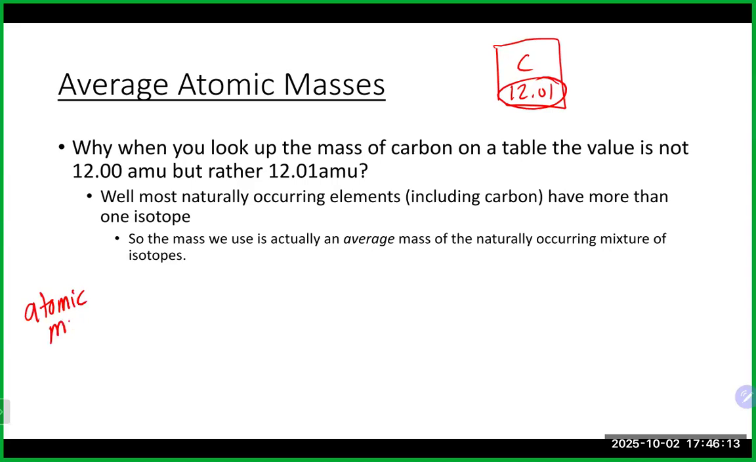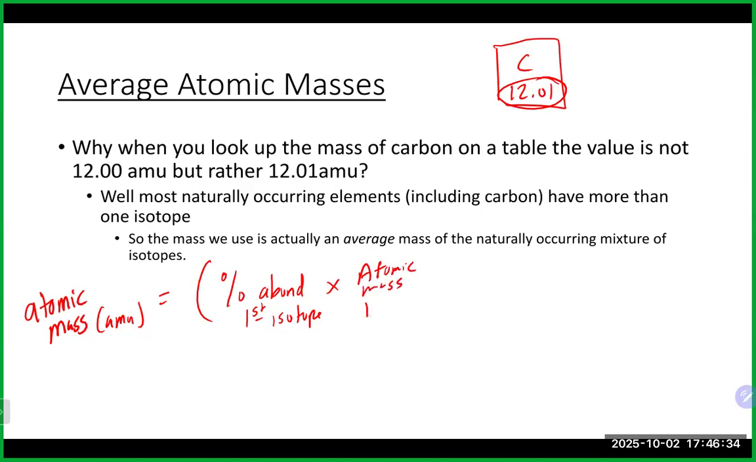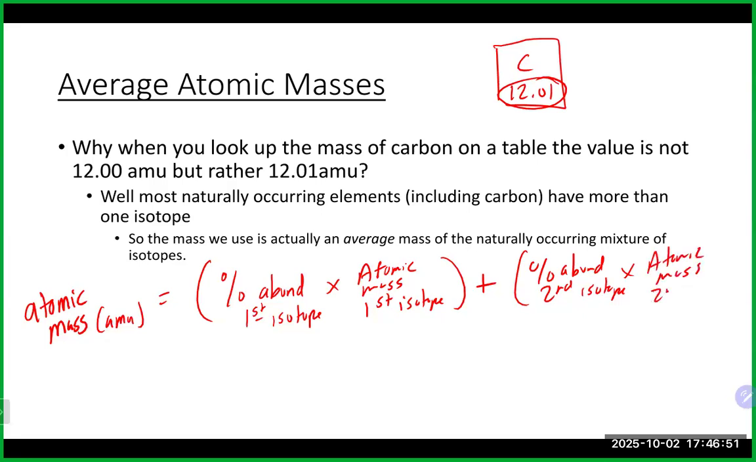If you want to know the atomic mass in AMU, for example, you could take the percent abundance or relative abundance of the first isotope times the atomic mass of the first isotope. You then would add it to the percent abundance of the second isotope times the atomic mass of the second isotope. And then you would just continue that pattern for however many naturally occurring isotopes that you have. And it is, by the way, adding these together, not multiplying. People always want to multiply when they do this sort of calculation, but it is adding in between each of those.